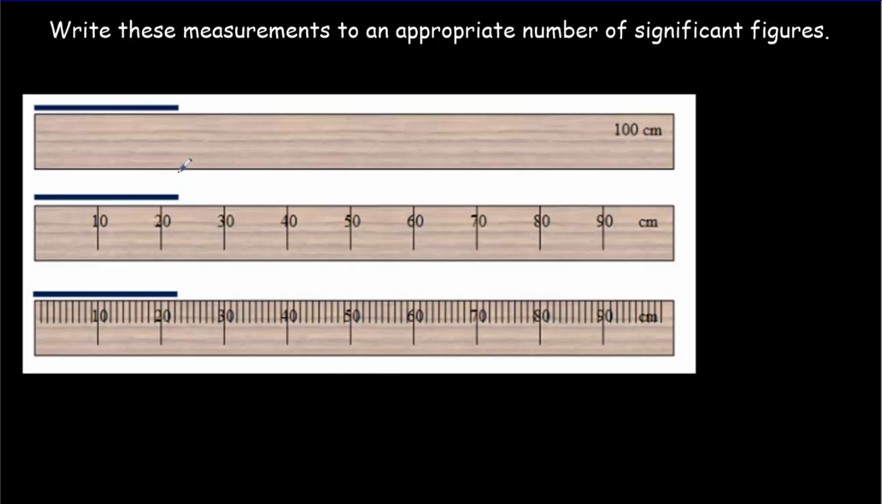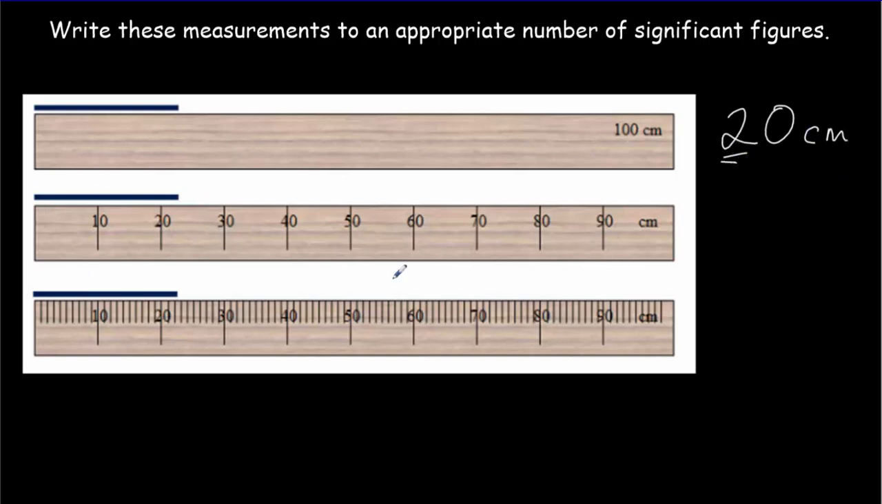In the first case, well, we're already kind of uncertain on the first digit. We're not sure how far across 100 centimeters this is, but I'd say it's about 20%. So that 2 would be significant. Now our answer is certainly not 2 centimeters. We need a 0 in there as a placeholder. So this would be 20 centimeters, and only the 2 would be significant.